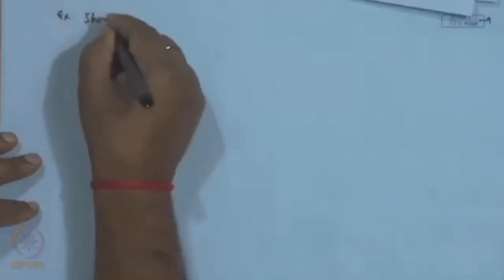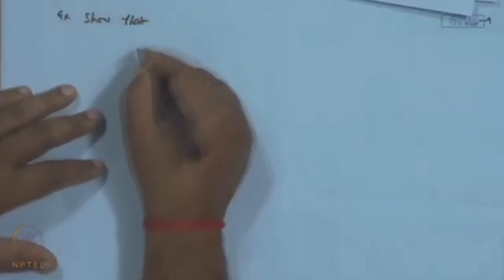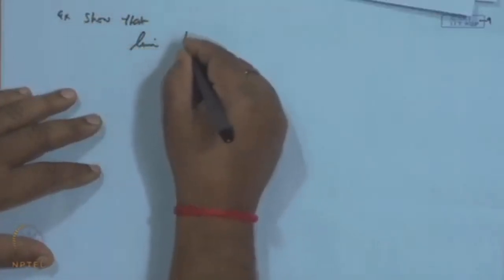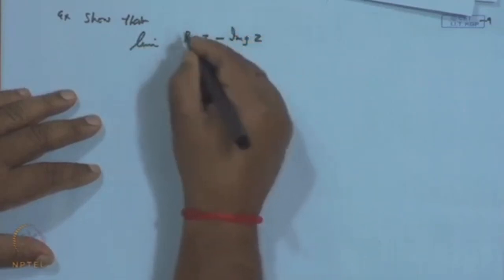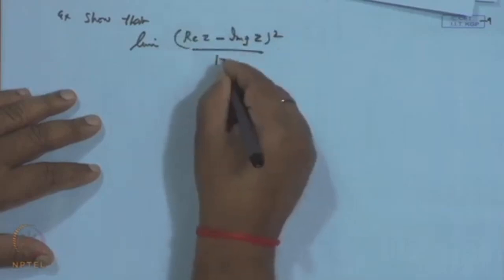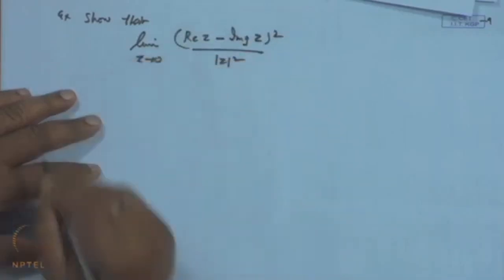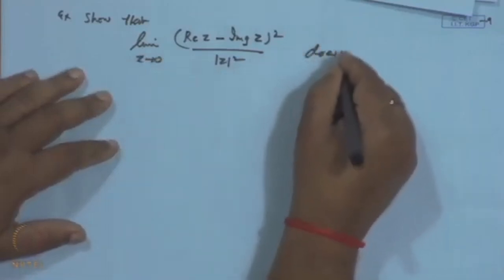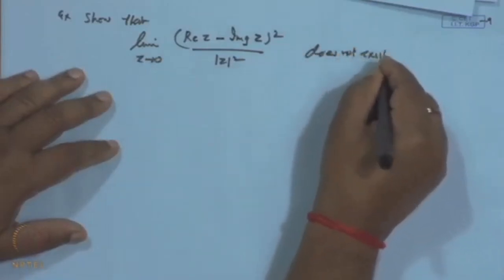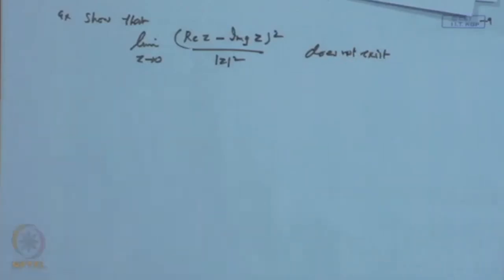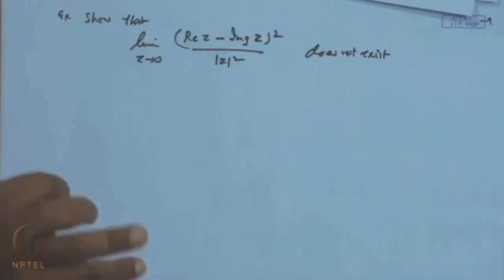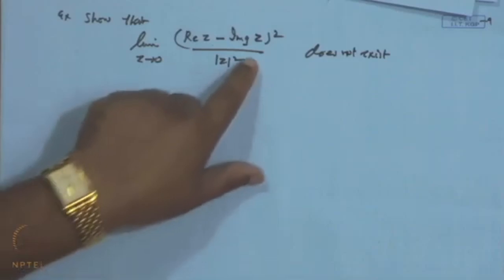But if it is asked whether the limit of real part of z minus imaginary part of z whole square divided by mod z square, as z tends to 0, exists or not, then that limit does not exist. Here we need not go for epsilon delta; we simply have to identify paths such that along two different paths, the limit differs.